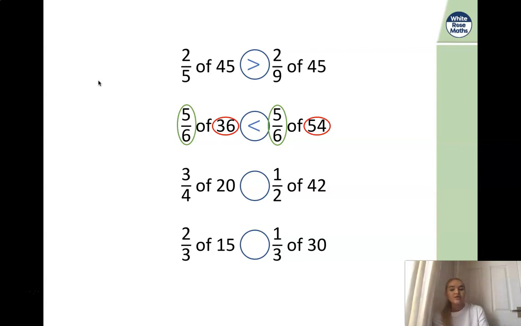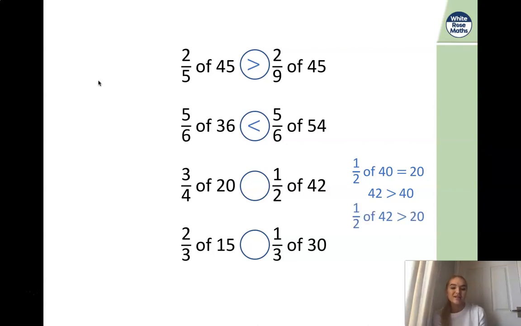Next one then, 3/4 of 20, half of 42. Let's work out half of 42 first, because we can see that half of 40 is 20 and 42 is greater than 40. And then when we look at 3/4 of 20, we can see that half of 42 is greater than 20. But then when we're looking at the 3/4, we know that still applies. So 3/4 of 20 is less than half of 42. And you could have worked out that 3/4 of 20 would be 15. And then 1/2 of 42 is 21. So yes, that's absolutely correct.